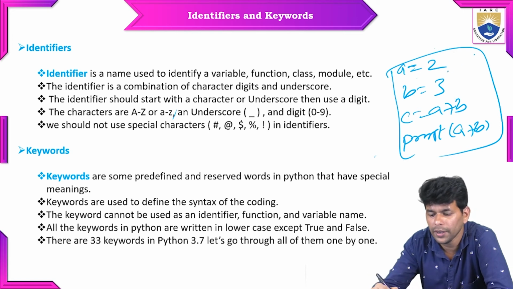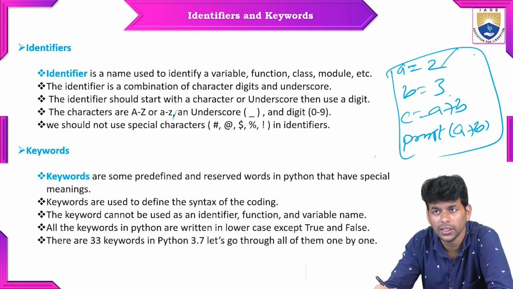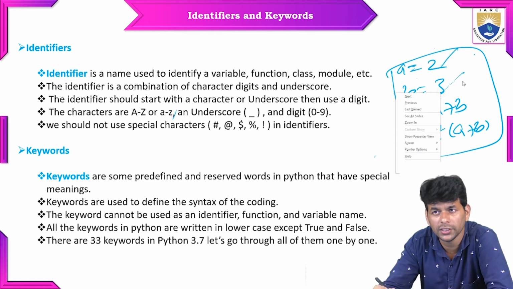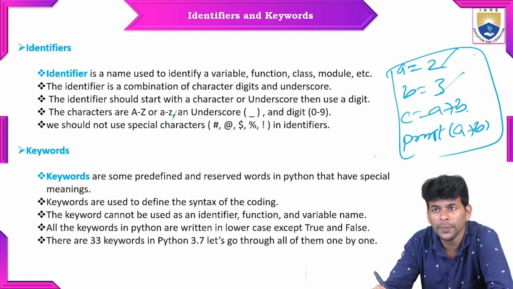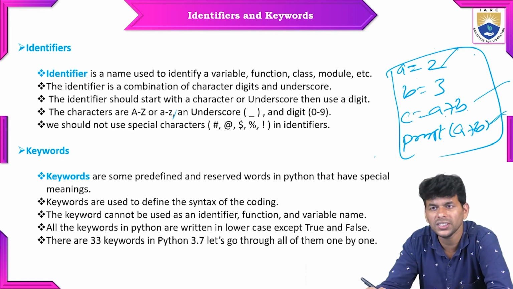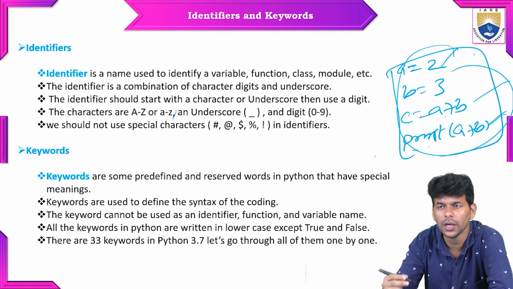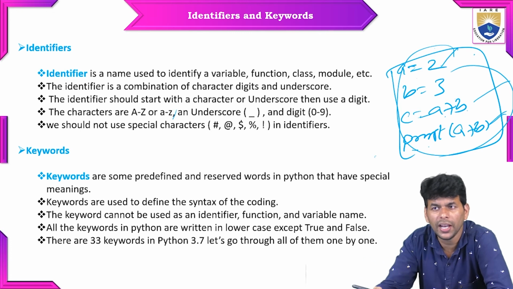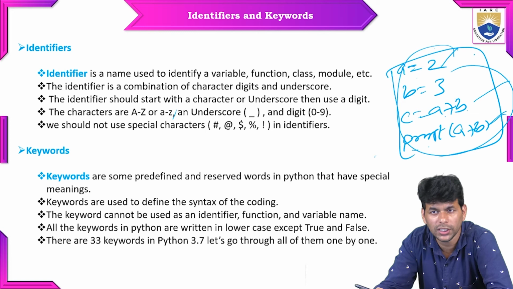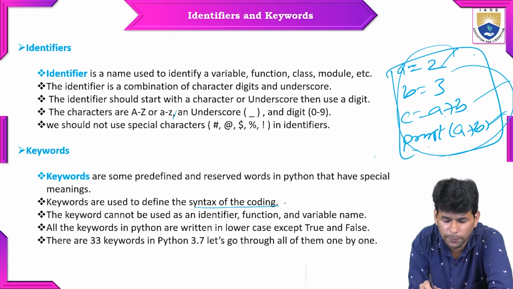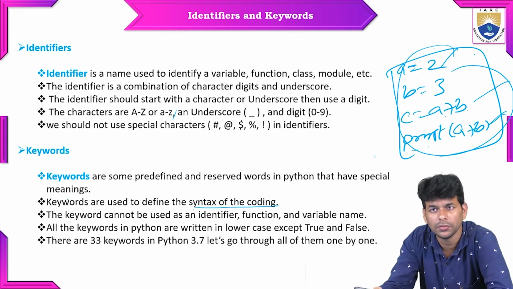That means for reading a value, we have to do like this. For reading another value, we have to do like this. For performing an operation, we have to do like this: C equal to A plus B. Then for printing the value, we have to use print of A plus B. This is another syntax. So print is a keyword which describes how to print a value to the screen. Are you getting this one? What I'm saying here is that the syntax of the coding will be given by some of the keywords.